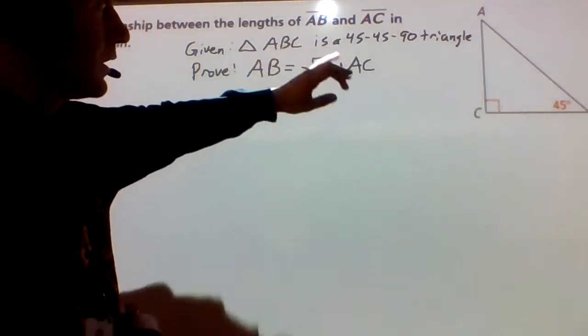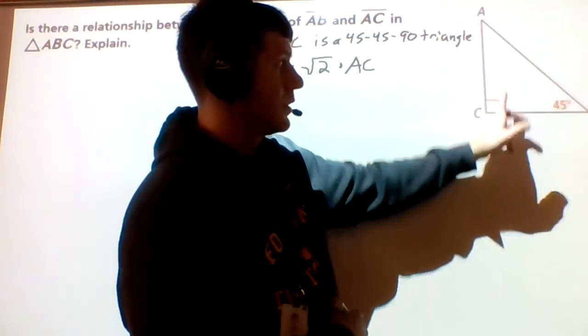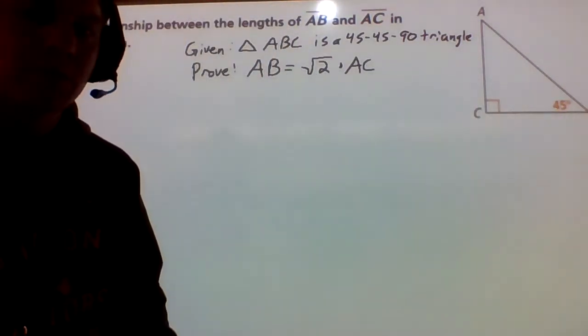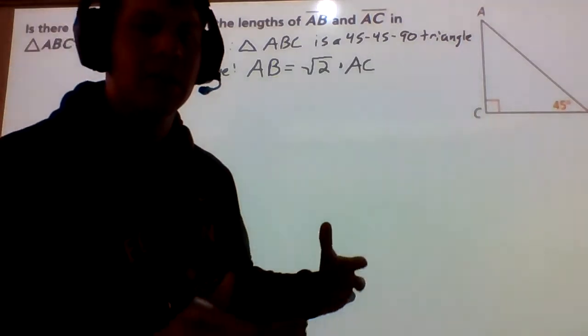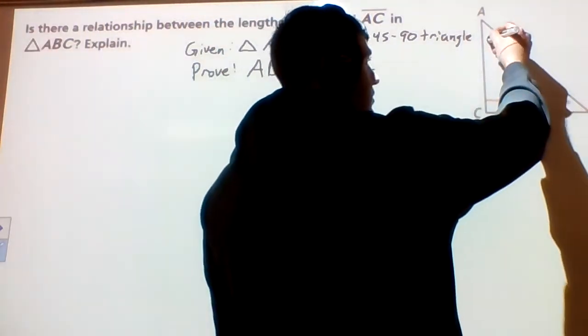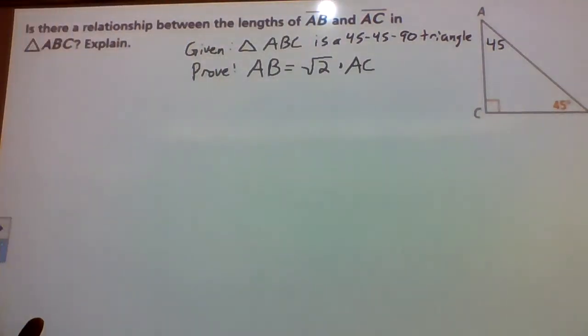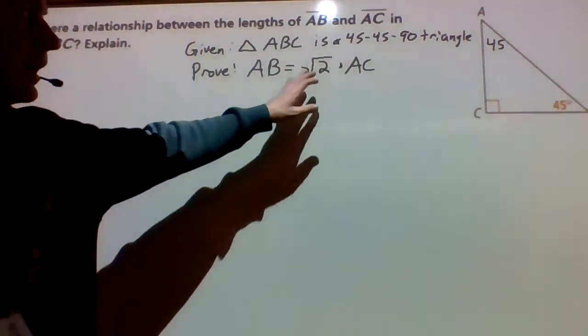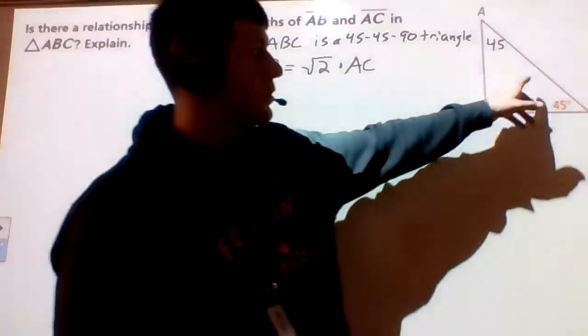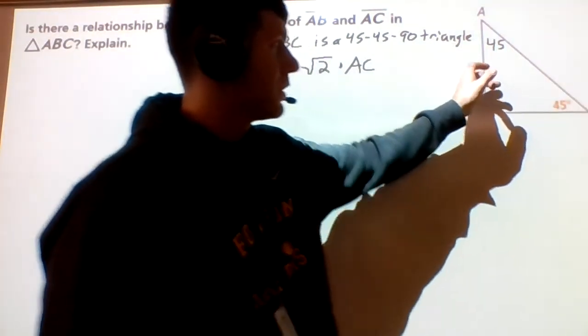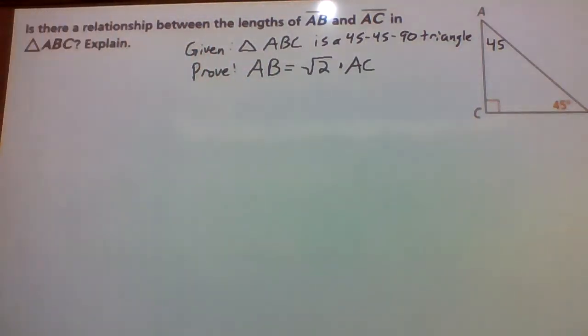Given that we have a triangle, they gave us a 90 degree and a 45, we know that the three angles of a triangle add up to 180, so 180 minus 90 minus 45. We know this other angle here is also going to be 45 degrees. So we have a 45, 45, 90 triangle, and we're going to try and prove that the hypotenuse here, AB, is going to be equal to the square root of 2 times the leg, which is AC. One of the legs is AC.